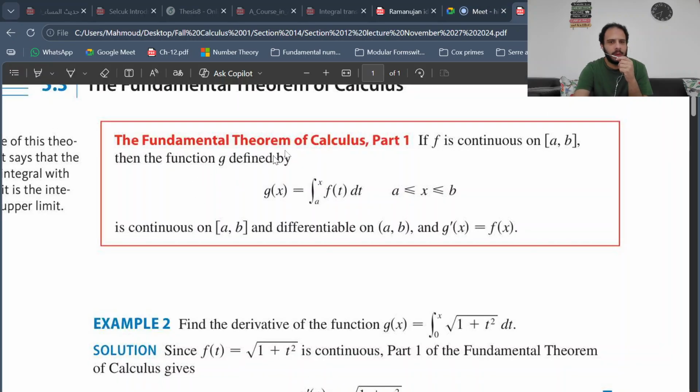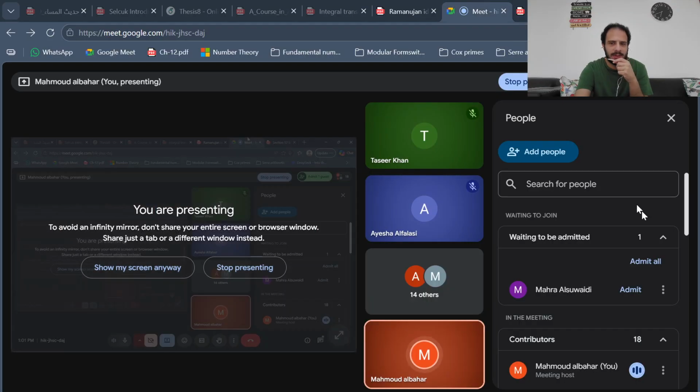So, the fundamental theorem of calculus part 1. If f is continuous in the closed interval, then the function g defined by the integral g of x equals the integral from a to x of f of t dt, for x greater than or equal to a and less than or equal to b, is continuous on the closed interval and differentiable on the open interval, and g prime of x equals f of x.